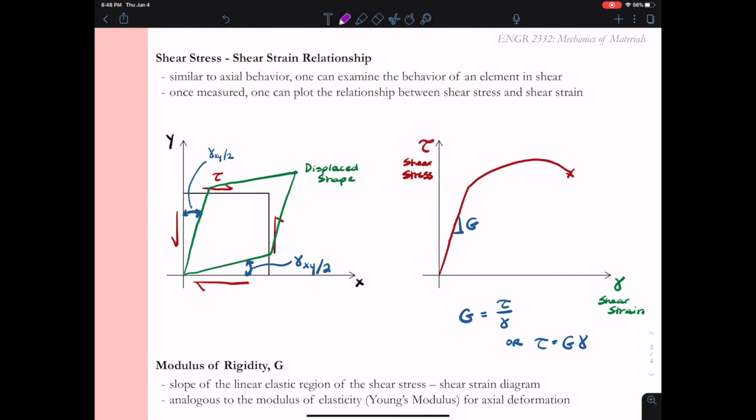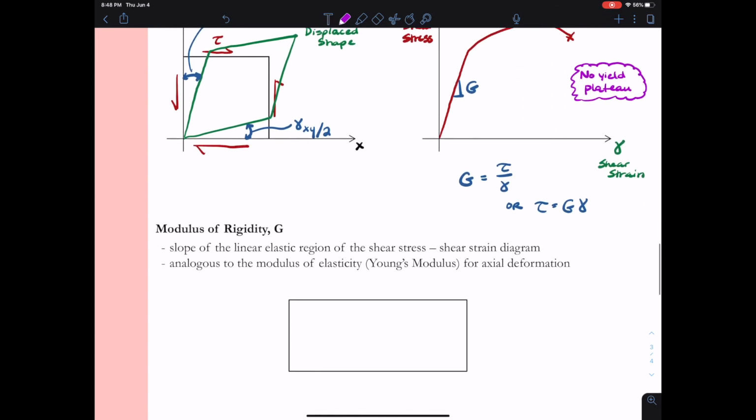And so G is kind of the same thing as modulus of elasticity E, or Young's modulus. It's kind of the analog to that for shear stress and shear strain. Again, I just wanted you to note that there was no yield plateau. So when we talk about shear stress and shear strain, we really want to be in the linear elastic range. Otherwise, we're really going to have to model the full material behavior.